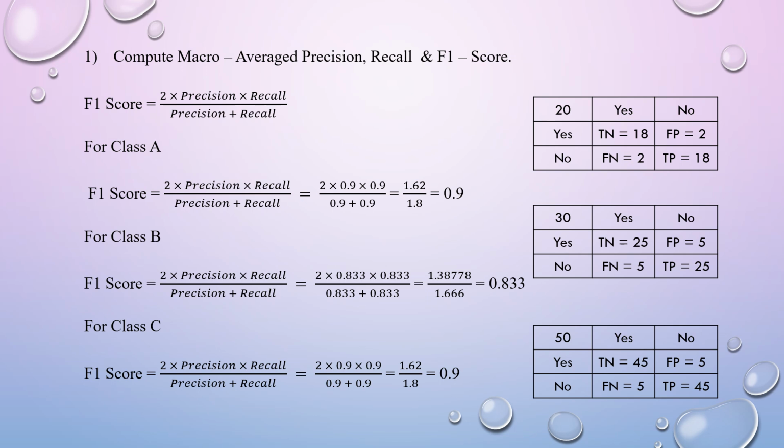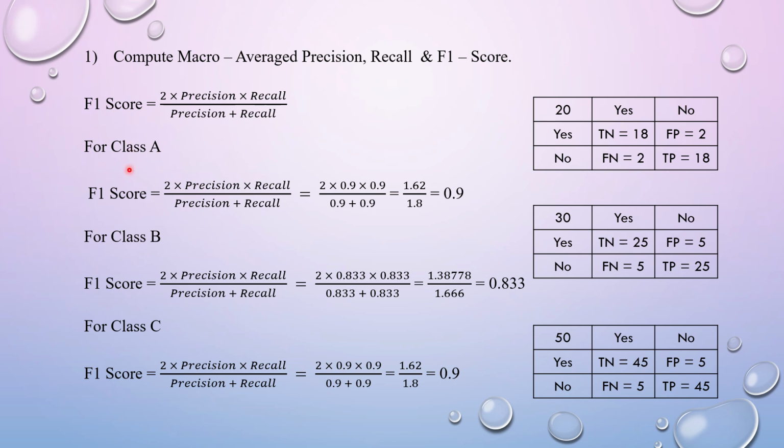Next is macro average F1 score. So first, the formula to calculate F1 score is 2 into precision into recall divided by precision plus recall. Already we calculated the value of precision and recall for all classes. So here we put the values of precision and recall here and then we find the value of F1 score.